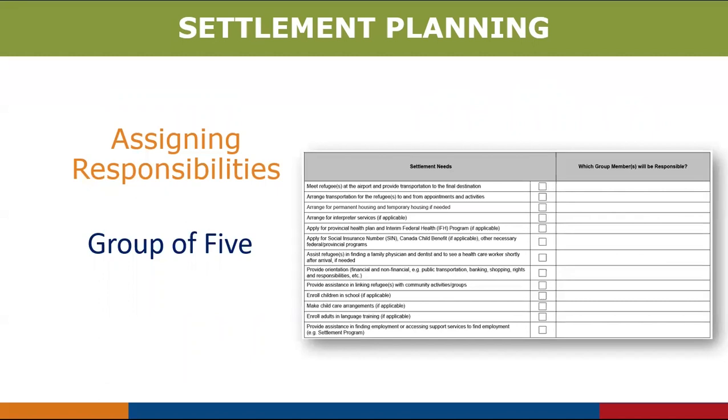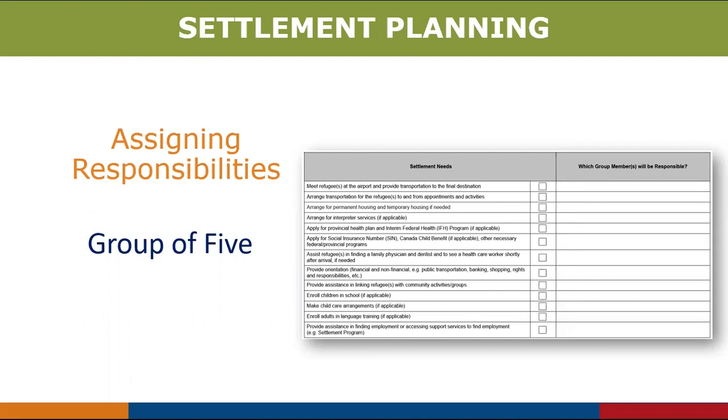And so you should be looking at all of the people who have signed the undertaking document. Each of those persons should be participating in these settlement activities. One person alone should not be responsible for all of the settlement assistance being provided. And you can actually name more than one person in that column, which group member will be responsible.